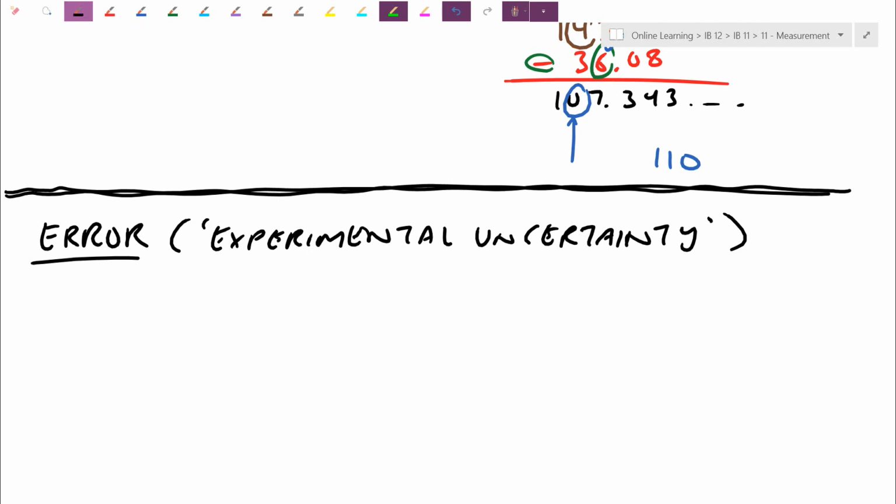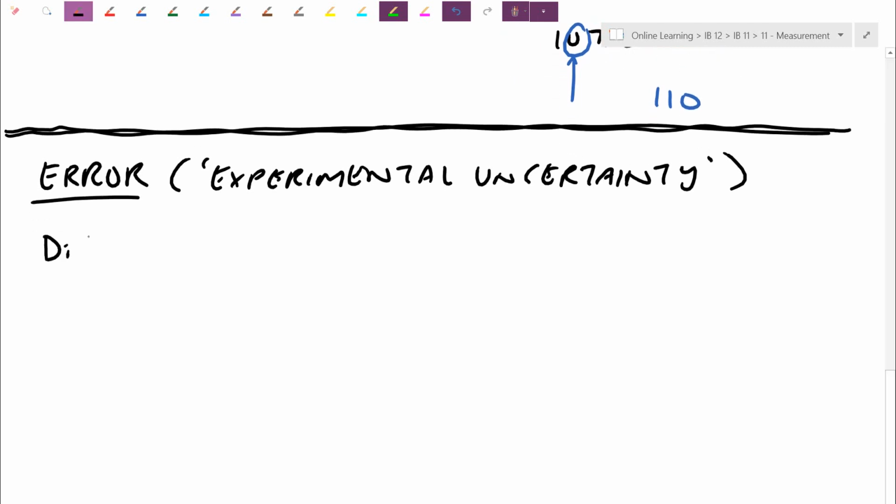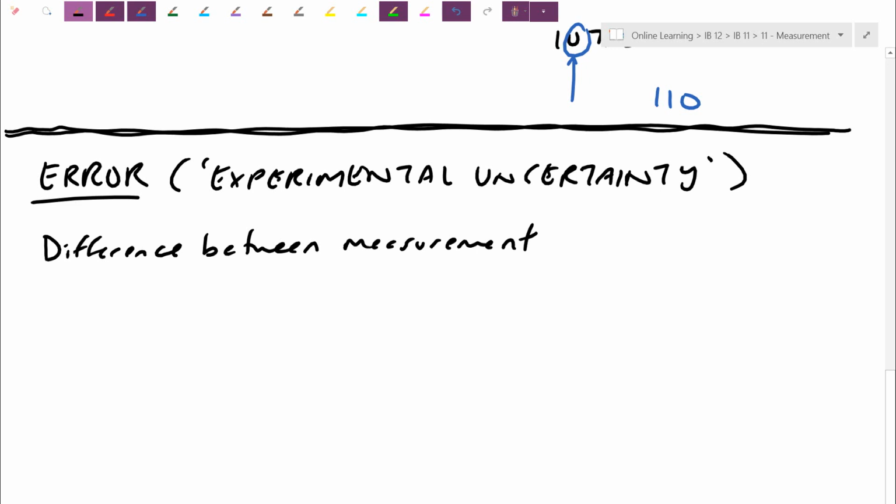In fact, when we do error, error by definition is the difference between your measurement and the true, or sometimes we refer to it as an accepted value, if there's no real value to compare it to.